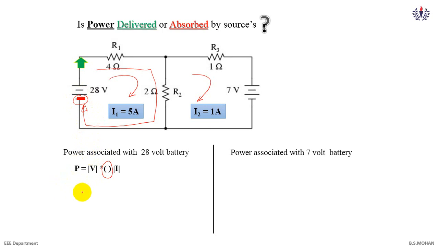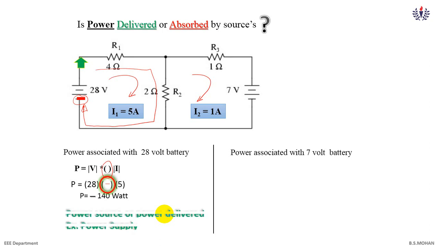As you can see in the equation here, I have written the modulus, that is the magnitude of voltage and magnitude of current. The voltage magnitude is 28 and the current magnitude is 5. Then in this parenthesis, as the current hits negative sign first, we have to incorporate that polarity and write it as negative. Current hits negative, thus we incorporate the negative sign and multiply, and we get the answer as minus 140 watts. Negative sign is always associated with power delivered. So this is your energy source or power source.